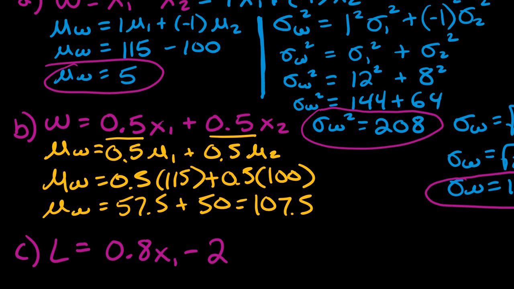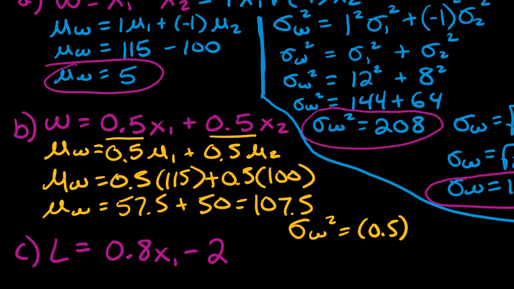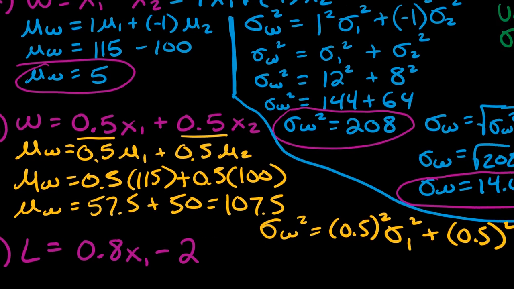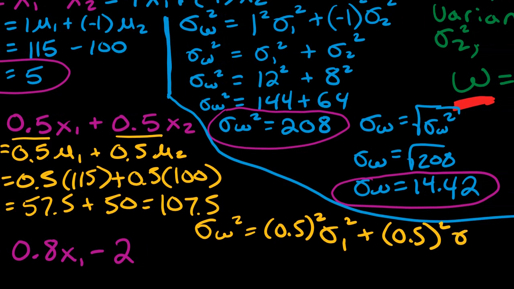Okay. All right. To find the variance, next always start with variance, okay? Always start with variance because standard deviation is just the square root of the variance. So you have to find the variance first. So sigma W squared equals, you need to square A and B. So 0.5 squared times sigma 1 squared plus 0.5 squared times sigma 2 squared.